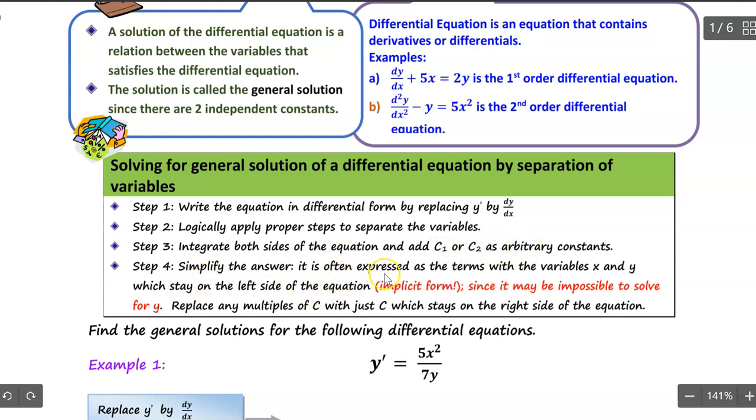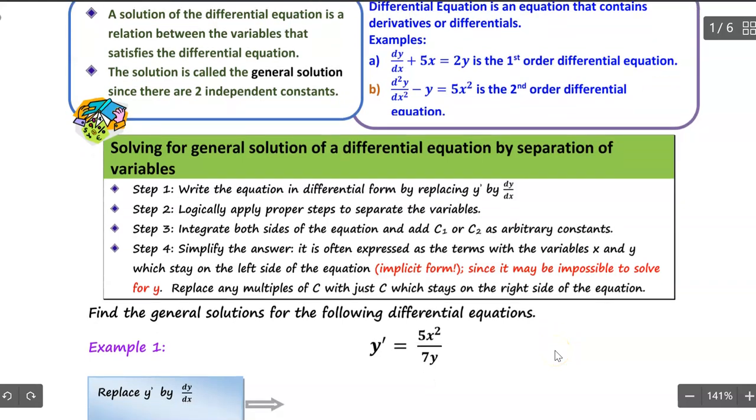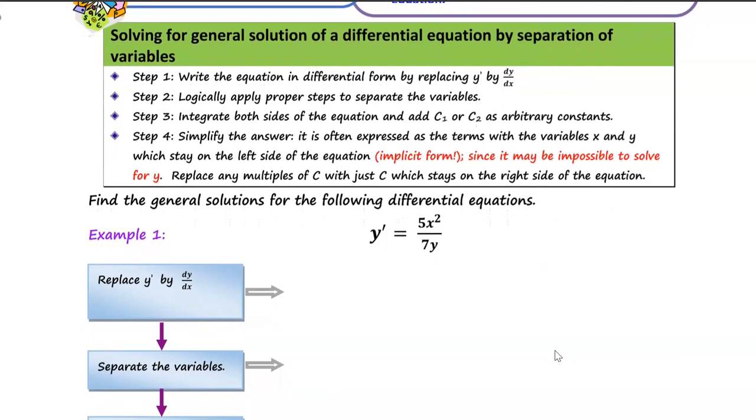It is often expressed with the term with the variable x or the variable y staying on the left side of the equation. In this case, it's called the implicit form, since it may be impossible to solve for y. Then you replace any multiple of c with c, and it stays on the right hand side of the equation. So let's start with a very simple differential equation.